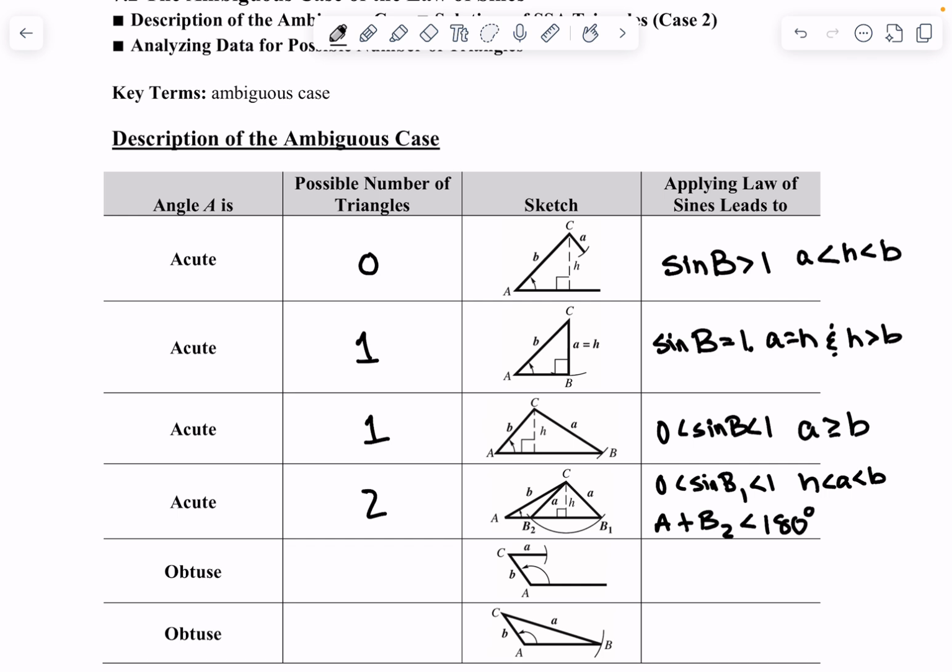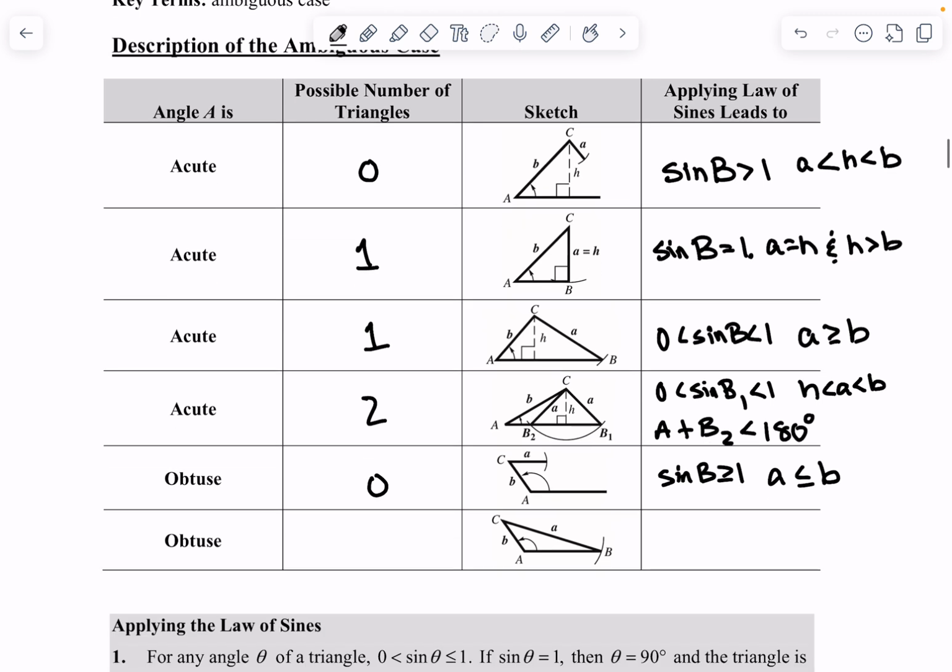If the given angle is obtuse, you get 0 triangles once again if the sine of B is greater than or equal to 1, and side A is less than or equal to side B. If A is obtuse, you get one triangle if 0 is less than the sine of B, less than 1, and A is greater than B. So those are the possible cases when you're doing SSA.